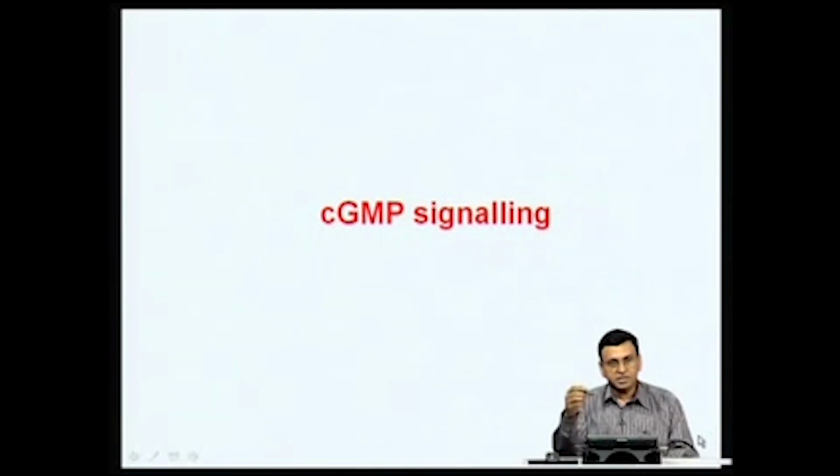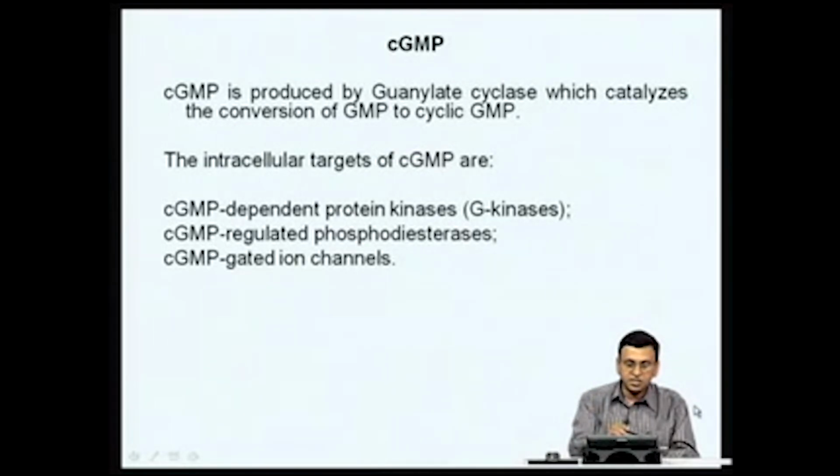Now, let us spend some time to understand, in addition to cyclic cAMP, there is also a very important cyclic nucleotide, namely cyclic GMP, and how cyclic GMP acts as a signaling molecule. Now, cGMP, as we just discussed, is produced by guanylate cyclase, which catalyzes the conversion of GTP to cyclic GMP. Now, the guanylate cyclases are actually in 2 forms, a membrane bound form and a soluble form. We will discuss this in just a minute.